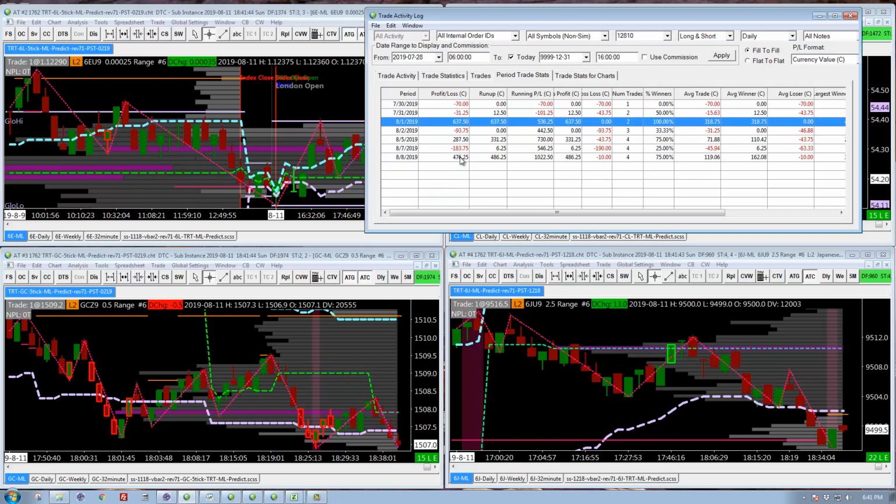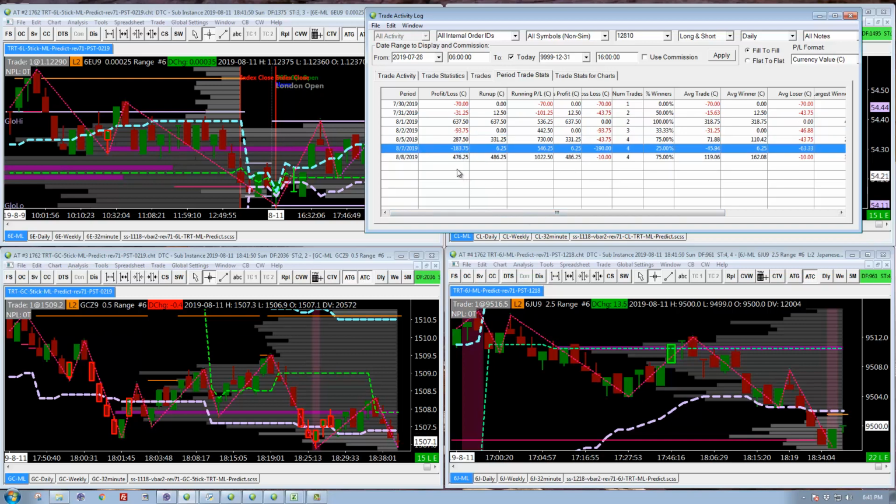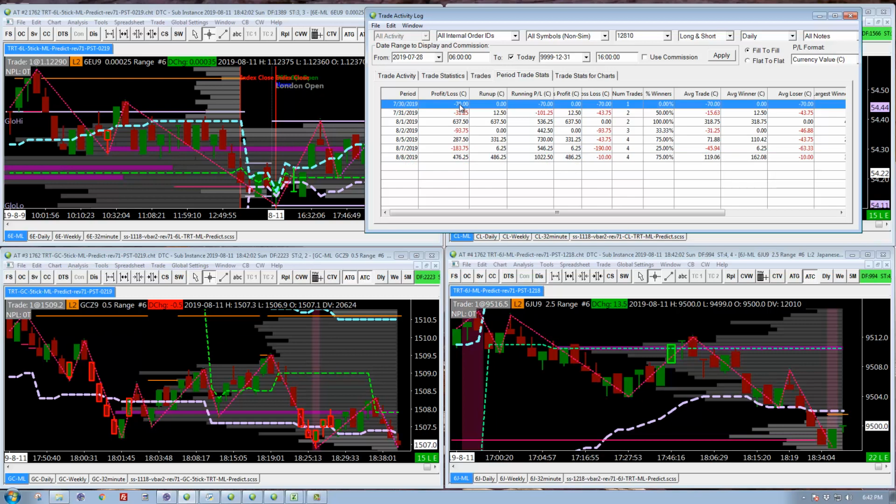Big gain, healthy gain. And the other 3 are small losses, and I wouldn't call that a big loss either. We'll never see a big loss, actually, just the way the system is built. But it's not unusual to see these minus 70, minus 30 kind of days.